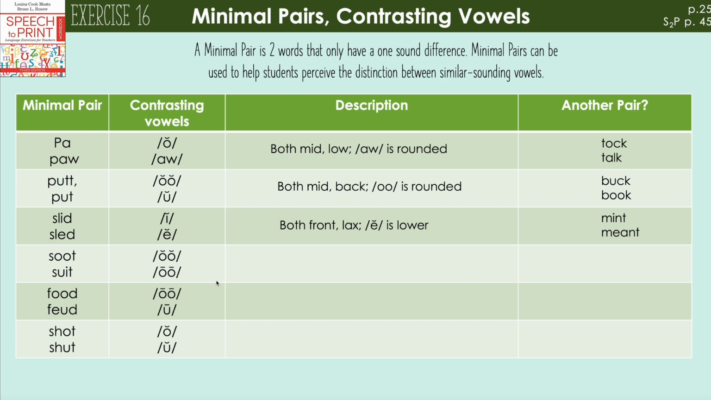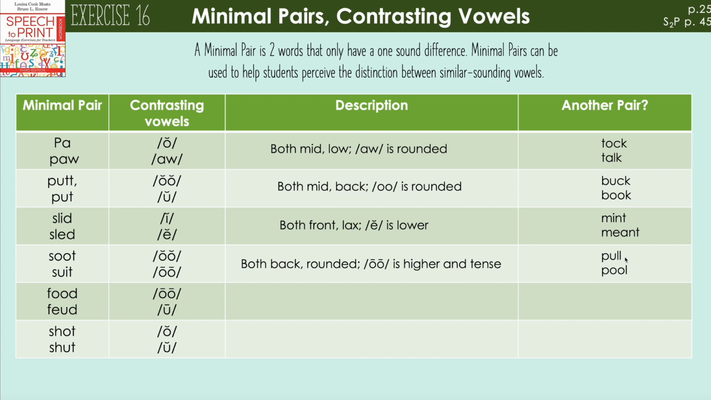Soot and suit. The difference between short oo and long oo. They're both in the back. They're both rounded. But the long oo is higher, your tongue raises, and you're tense. It gets tighter. That's why I like to refer to this as the long double O, and this is the short double O. All right, then we have food and feud.